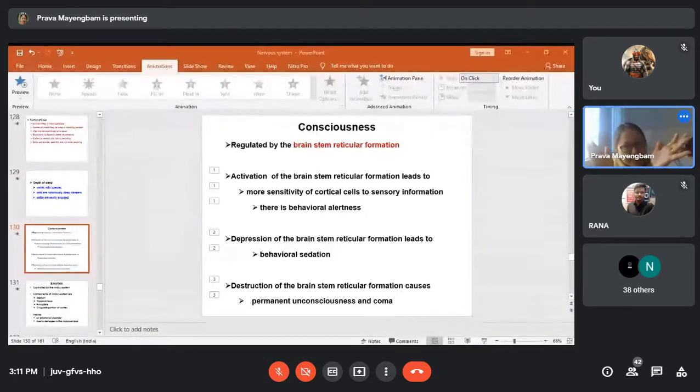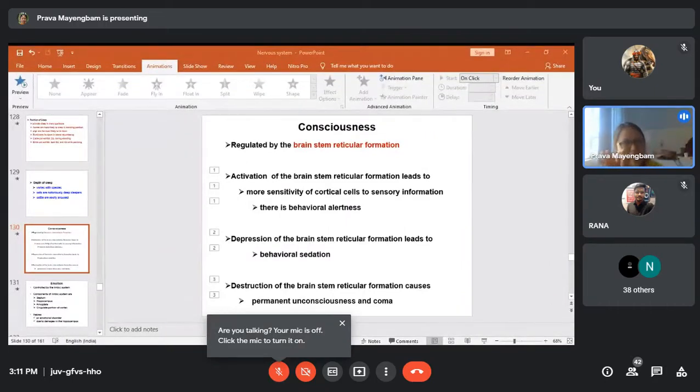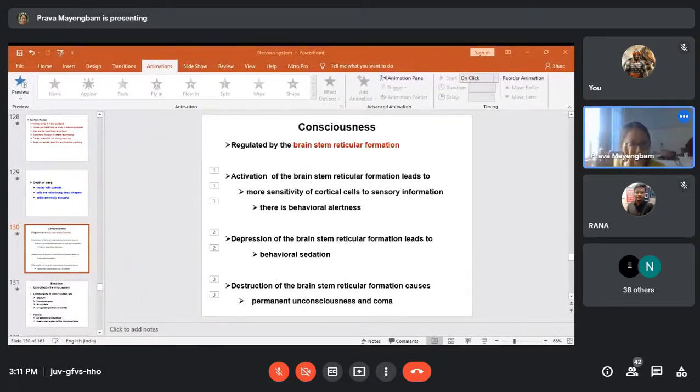So consciousness is regulated by the brainstem reticular formation. You remember these points: who is associated with memory, who is associated with sleep, who is associated with consciousness, in different portions of the brain. So consciousness is regulated by the brainstem reticular formation, a portion which involves many areas of the brain.